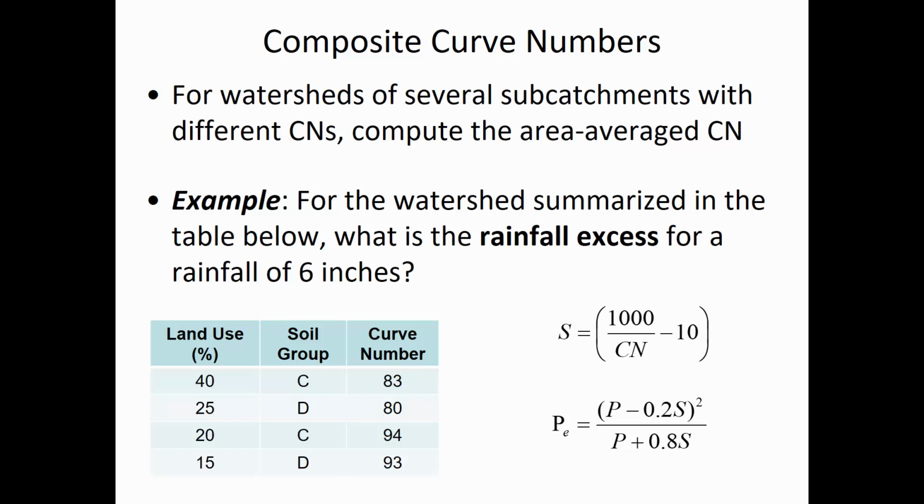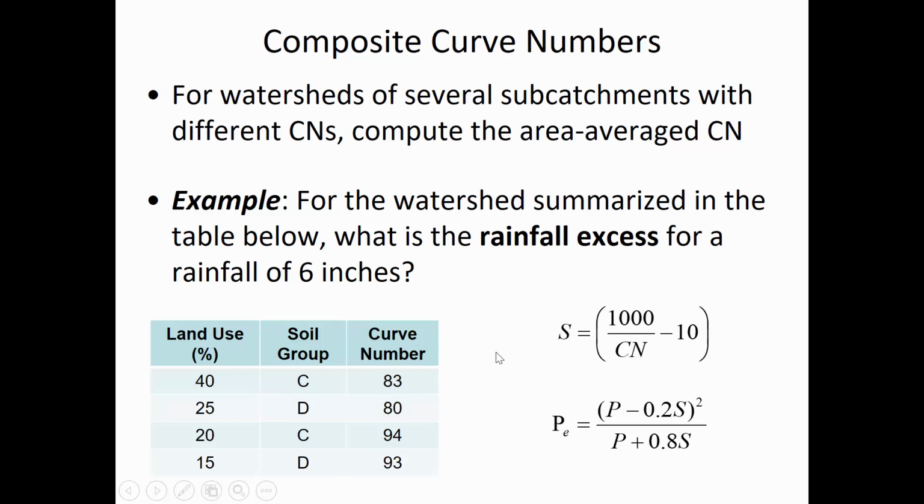All right, so what we can do is come up with weighted curve numbers for watersheds, simply by a simple weighted average. So if we have a certain watershed where we've got 40% of the land use with a certain soil group, and we can look up the curve number for it, then you can just come up with a weighted average of the curve numbers.